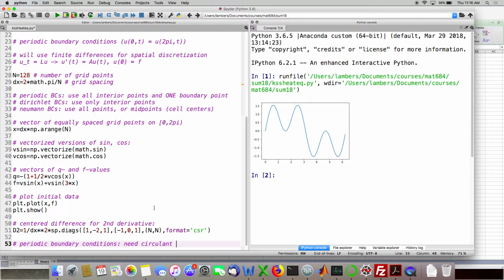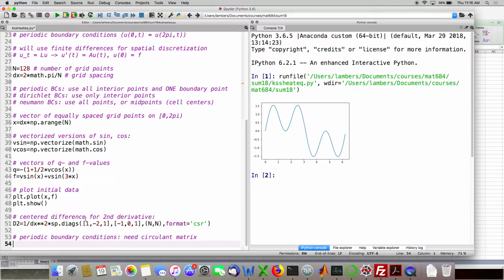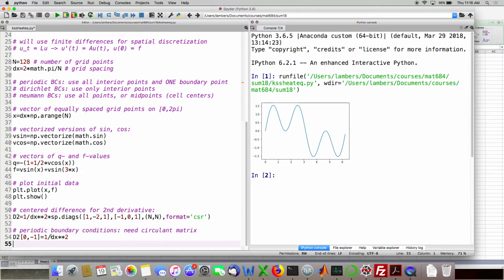That means we need a circulant matrix. That means I need the super and subdiagonal to wrap around. That means I'm going to have 1 over dx squared in the opposite corners of the matrix. So in the first row, last element, that's the index minus 1, the last element is 1 over dx squared. And similarly, last row, first column is equal to that.